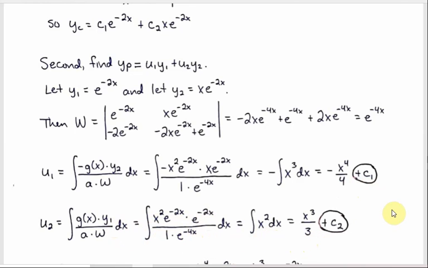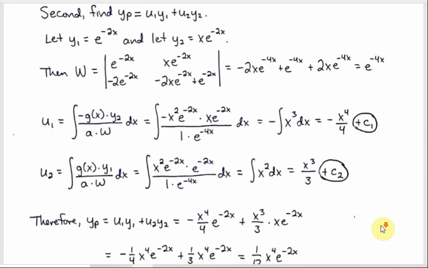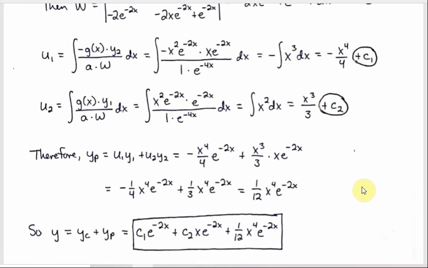And from there, not so bad putting together the particular solution. So u1y1 plus u2y2. There's u1, the negative x to the fourth over 4, and then there's y1, the e to the negative 2x. And then u2 and y2, so u2 being the x cubed over 3 and y2 being x e to the negative 2x. And if we simplify that down, we're going to have negative 1/4 x to the fourth e to the negative 2x plus 1/3 x to the fourth e to the negative 2x. Those are like terms. We can combine them together. You get 1/12 x to the fourth e to the negative 2x. So that's y sub p, our particular solution.